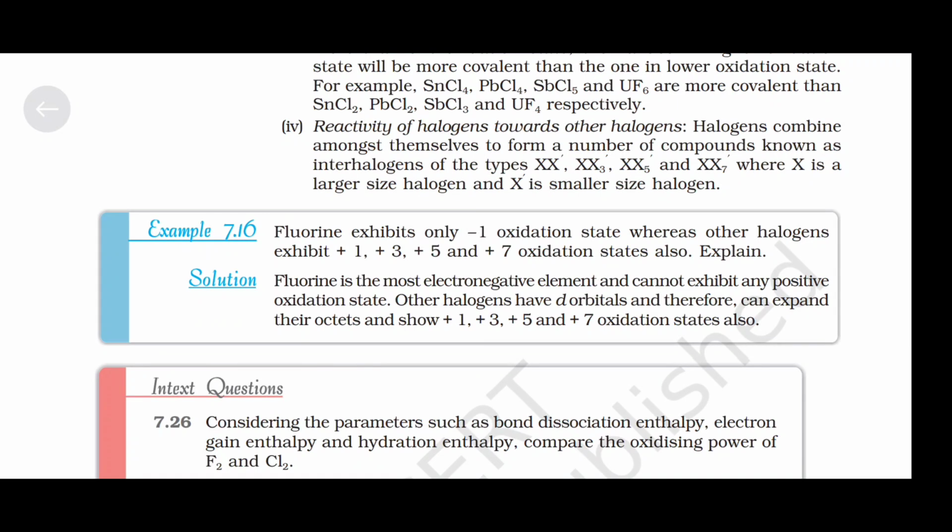Reactivity of halogens towards other halogens. Halogens combine amongst themselves to form a number of compounds known as interhalogens of the types XX', XX'3, XX'5 and XX'7, where X is the larger size halogen and X' is the smaller size halogen.